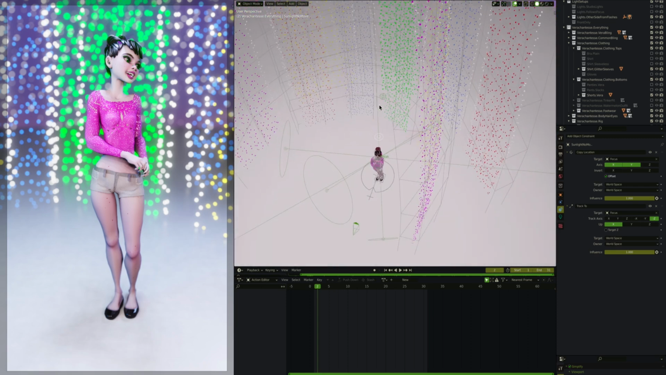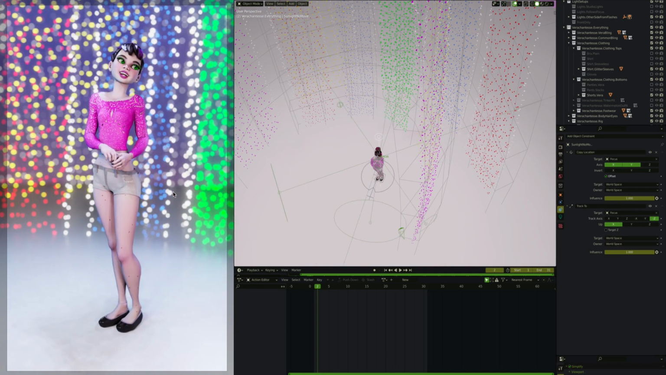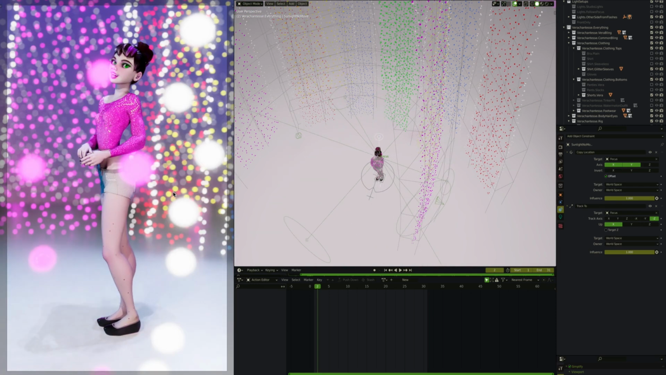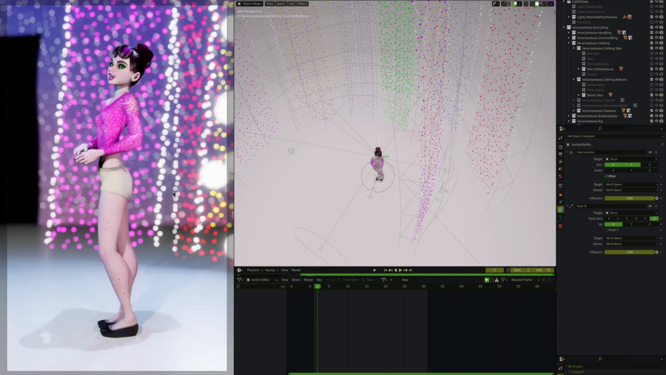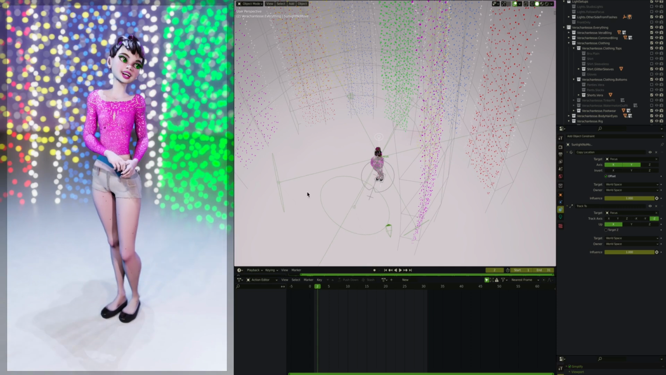So again, what we're looking at is this empty behind her and this camera in front of her. As I spin it, you can see there are the lights. Essentially, they look like they're all following or related to the camera, and they are to some extent if you follow up the parent chain enough. All right, so let's look at how all this is achieved.